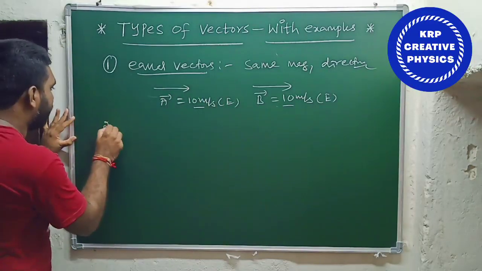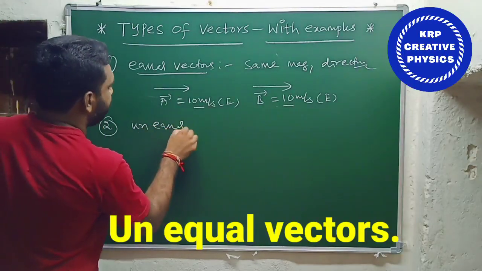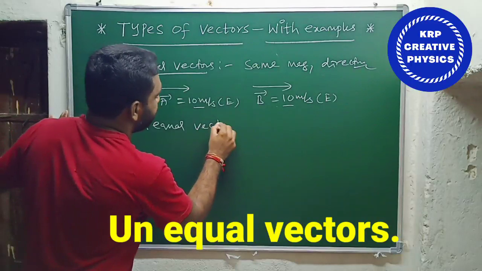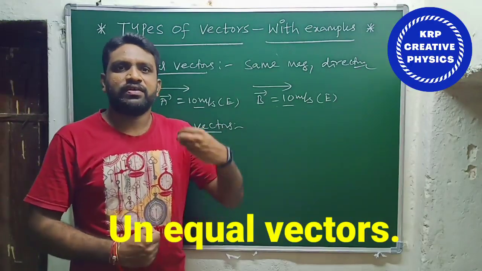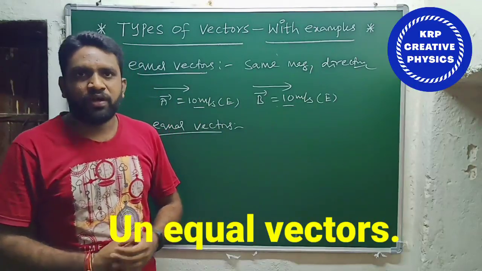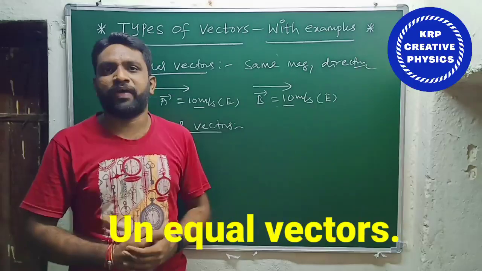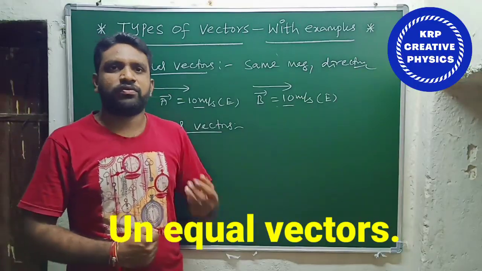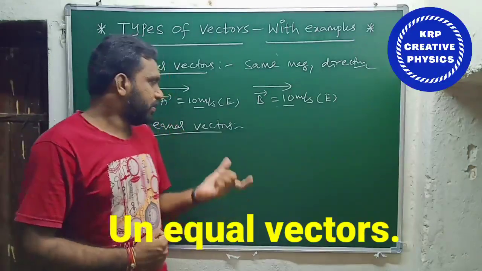Next, after the completion of equal vectors, now we are considering unequal vectors. Let's see what is meant by unequal vectors. If two vectors have either unequal magnitude or opposite direction, so either they should have different magnitudes or else different directions, then they become unequal vectors.